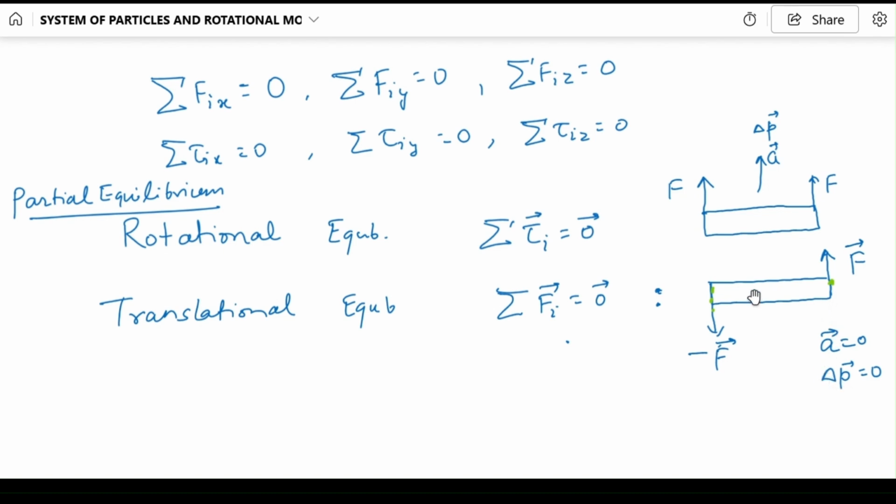But there will be rotation in this body as you can guess here. So net torque is not zero. So this is partial equilibrium, means a kind of translational equilibrium. And these two forces are acting along different lines. So here, look, this force is acting along this line and this force is acting along this line. If they are acting along the same line, again, net force along with net torque will also be zero. So here in this case, net torque is something.